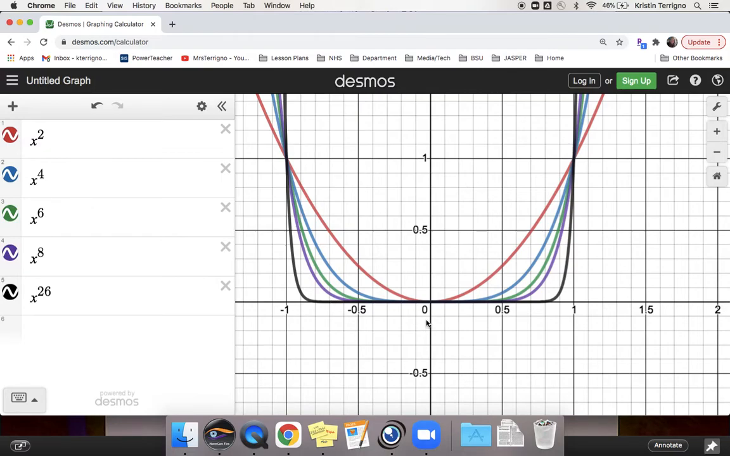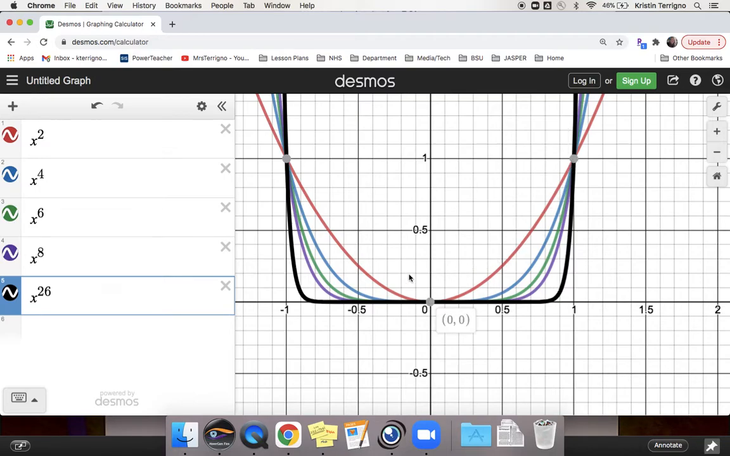I do want you to notice that all of these graphs contain this point here. They all sit right at 0, 0, because no matter what the power is, 0 to the power of whatever is always going to be 0. And that's going to be something that all of these power functions have in common. All of the power functions contain the point 0, 0. These ones also all contain the point 1, 1, because 1 to the power of anything is 1. And that's another one that is going to be true on every power function. 1 to the power of anything is 1.